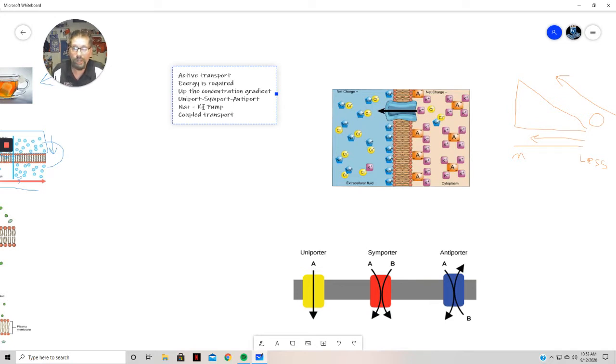Coupled transport. That's a pretty cool process that the cell uses to sneak, is a good word, large molecules into the cell without requiring extra energy. But we'll talk about that. It's basically a situation where we use some energy to move something across, and then while the protein is open, we bring in this larger molecule like a glucose at the same time. And that's what the coupled is. We use energy from one process to get something else across. Coupled transport.